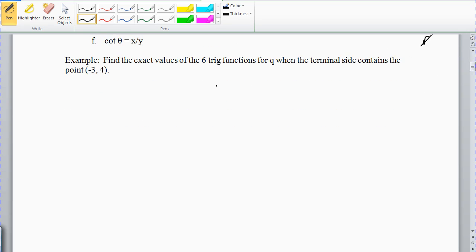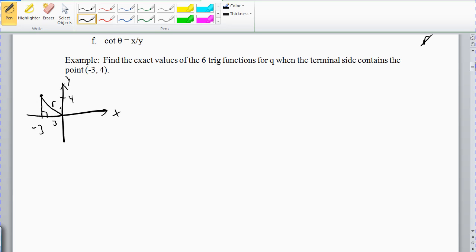Now let's do an example. And I'm going to use x, y, and r, because this time we're given a point. So what I want to do is actually draw an xy plane. I'm going to label this point, call that -3, call that 4, and there's the point. So I'm going to extend it to the origin, then extend it down to the x-axis, and now I have a right triangle. I'm going to call that side r.